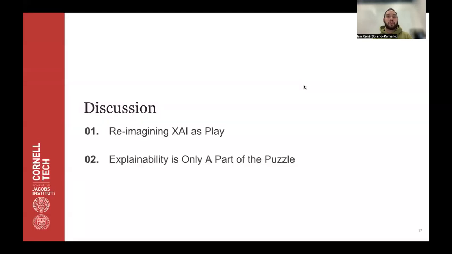Next, our finding resulted in two key takeaways. The first is around the idea of reimagining XAI as play. And the second is that explainability is only a part of the puzzle. I'm going to highlight a couple points within each main takeaway, but please be sure to check out our paper to see all of our discussion points.